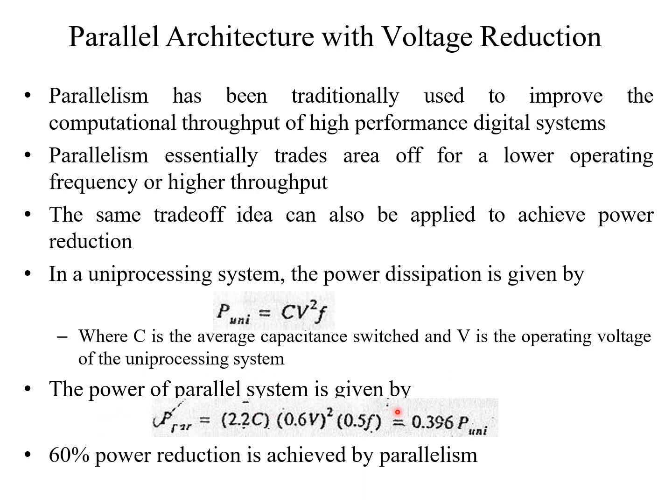The power of the parallel system is given by this. You assume the capacitance is 2.2 C, and then the voltage is reduced this much, a total 40% reduction. Parallelism means the frequency is half. So compared to the uniprocessing system, if you apply the parallel technique, this percentage of power is saved. 60% of power is reduced by the parallelism technique.